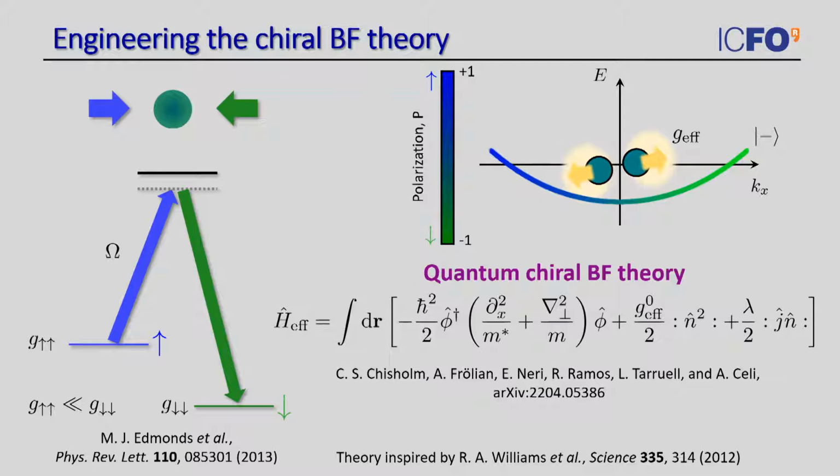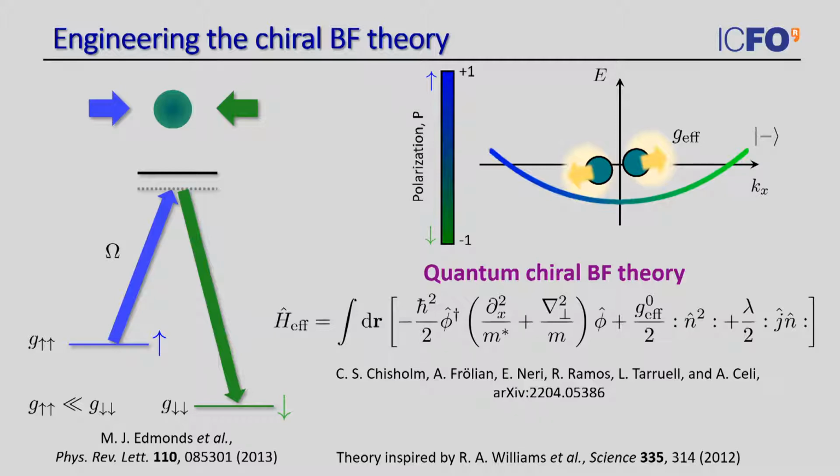Now, this is of course a hand-wavy picture, but we can do things formally correctly and then write a quantum Hamiltonian for the system truncated to this lower dressed state, and this is what we get. And this is exactly what we wanted, because it's exactly the Hamiltonian for the chiral BF theory at the quantum level, and you recognize here this chiral interaction term that I was talking about before.